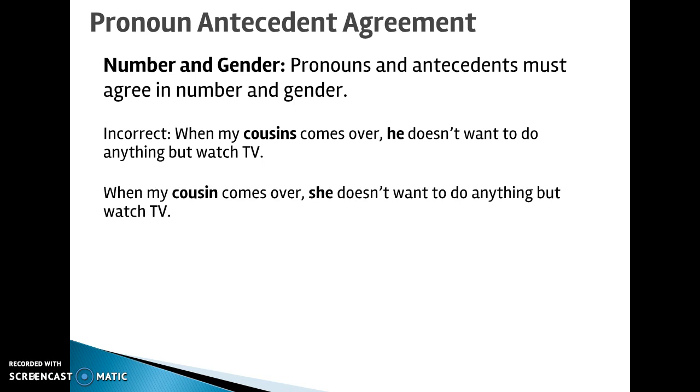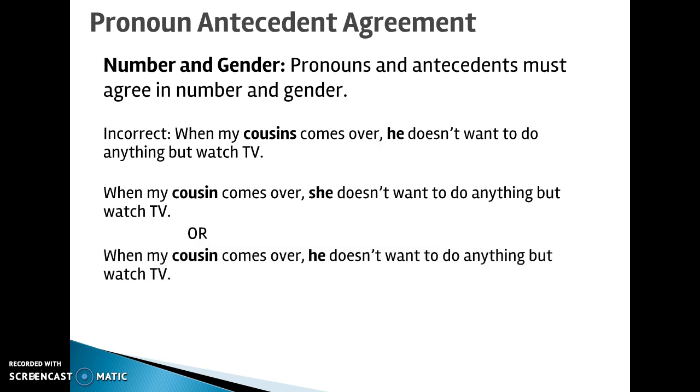And we'll talk about this more later, but the only reason I can say she with certainty is because I know that my cousin is female identifying. So because I know this person and I know they're female identifying, then I can confidently use the pronoun she. Otherwise, this will change a bit if I don't know how the person identifies. I could also say when my cousin comes over, he doesn't want to do anything but watch TV, again, if I know that my cousin is male identifying. In both cases, the number and gender have stayed the same because it is singular and the gender is consistent.